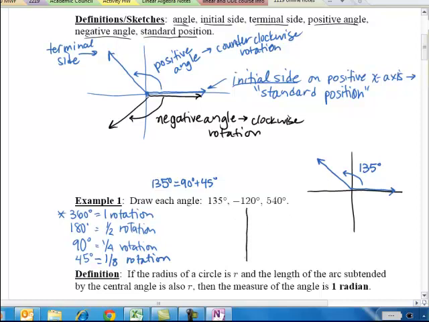Negative 120, we could think of that as negative 90 and then negative 30. So if we have the initial side here, we would rotate in the clockwise direction a quarter of a turn, a quarter of a rotation, and then a third of the next quadrant. So something like maybe here, roughly.